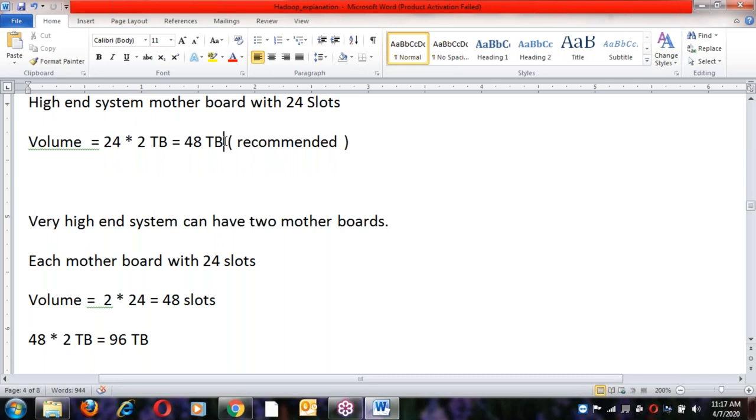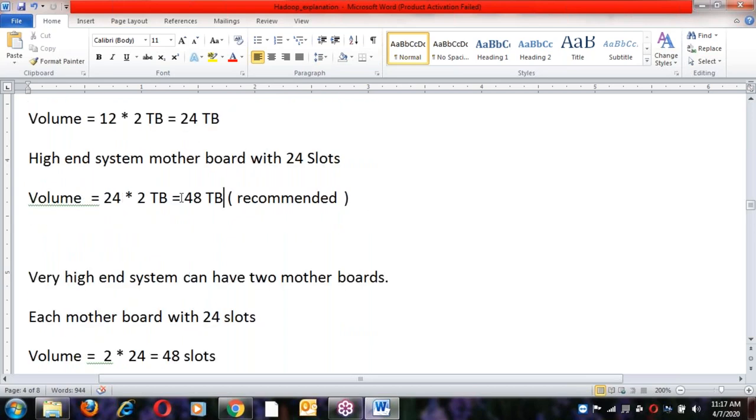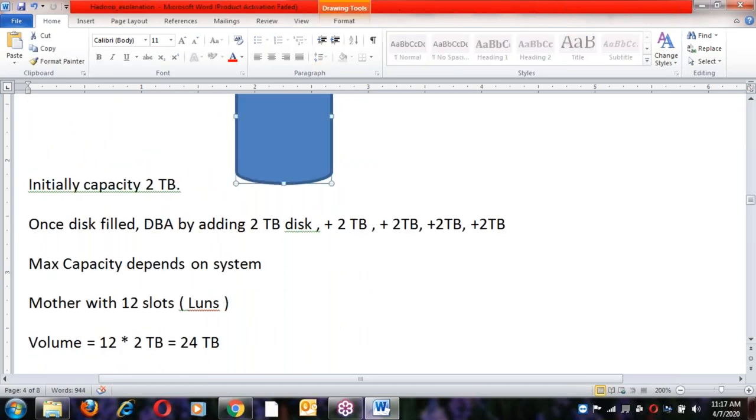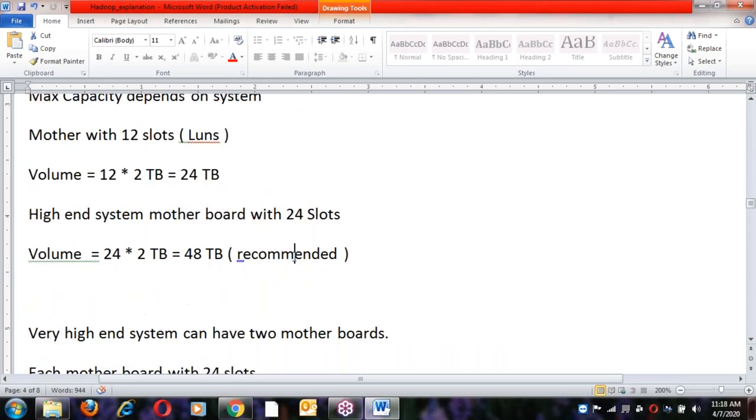But still the data is there, 20 years of data, and this traditional server has a maximum of only 48 TB. Initially the capacity is small, and then you keep increasing capacity by adding disks. Increasing the volume of disk is called vertical scaling. So the maximum is in the 48 TB range, not more than that.